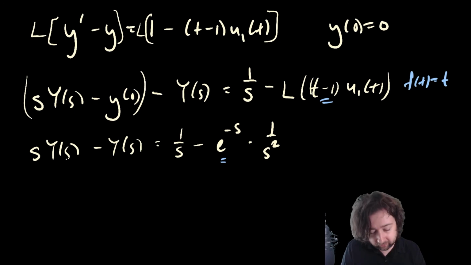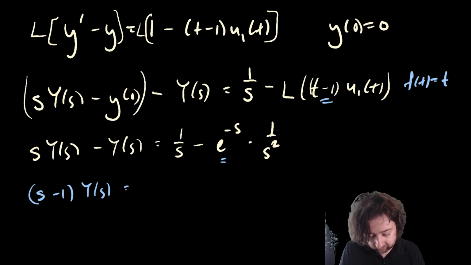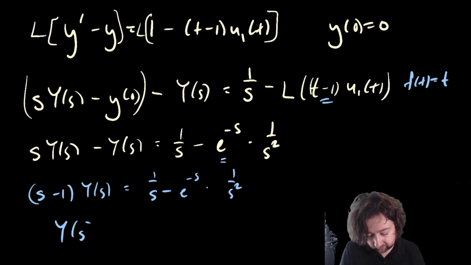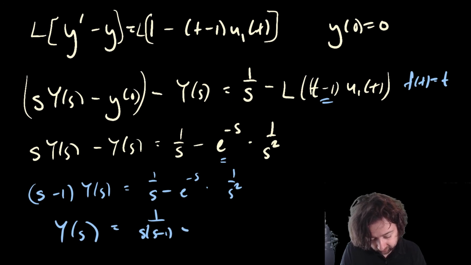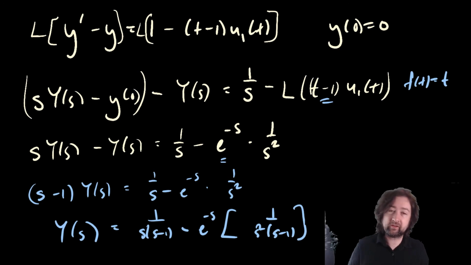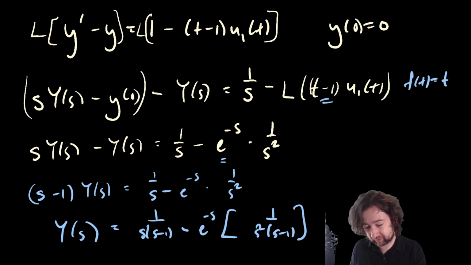So if we just do the algebra, s minus 1 times capital Y of s is equal to 1 over s minus e to the minus s times 1 over s squared, so that capital Y of s is equal to 1 over s times s minus 1, minus e to the minus s times 1 over s squared times s minus 1. Now you got to do partial fractions, right? So this is pretty typical.